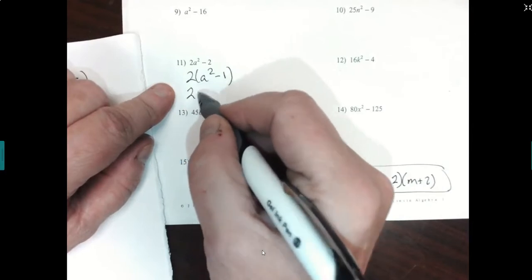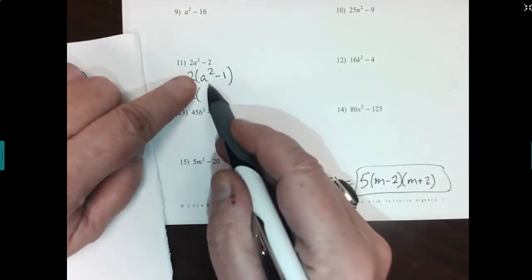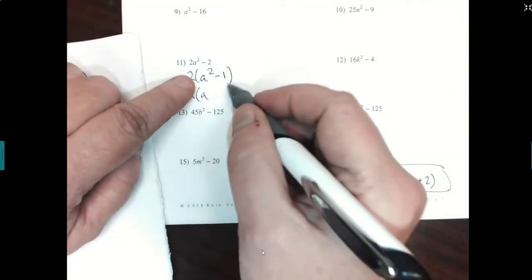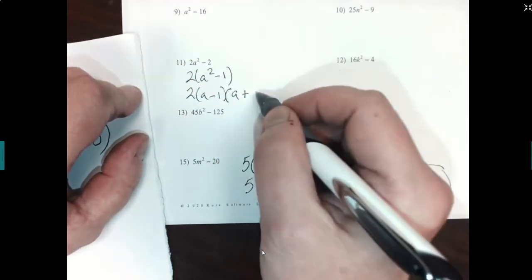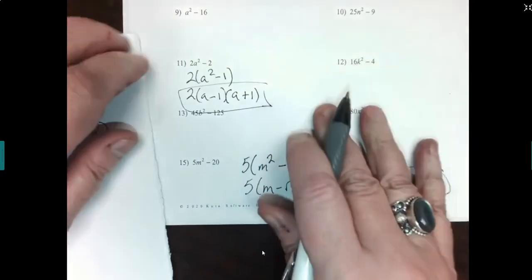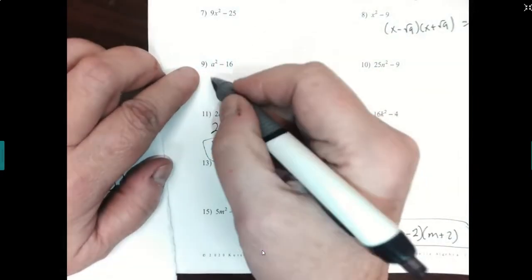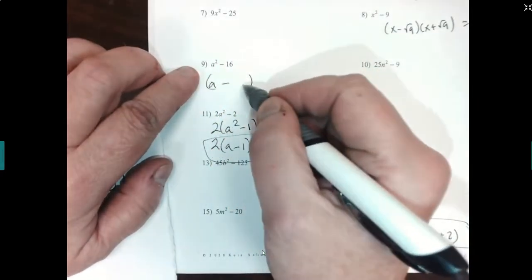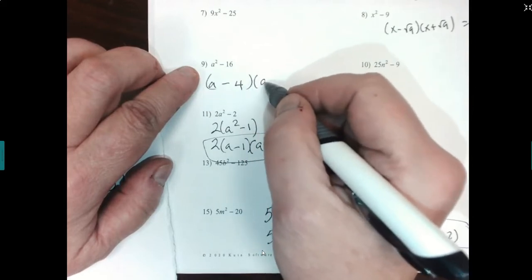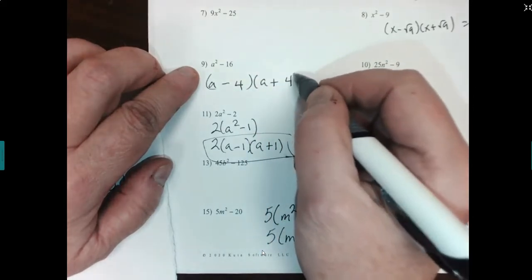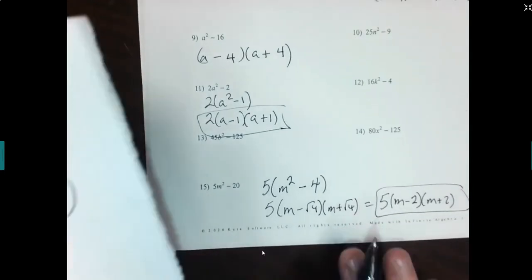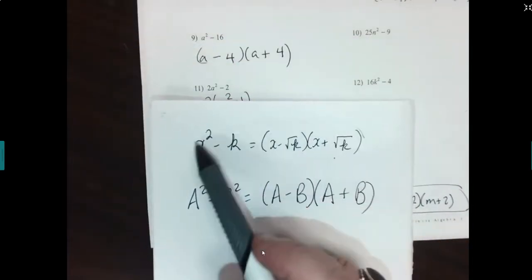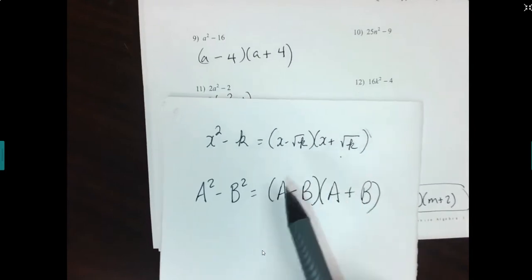That's going to be 2 times a minus the square root of 1 times a plus the square root of 1. The square root of 1 is just 1. Okay, that's going to be a minus the square root of 16 times a plus the square root of 16. Okay, so ones like that are easy where we use this specific formula.